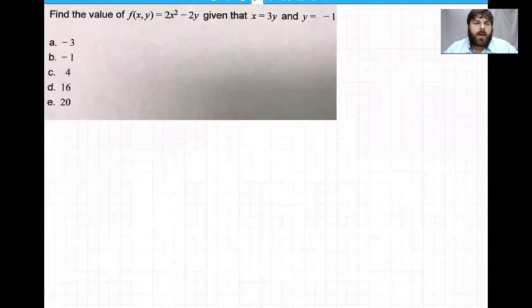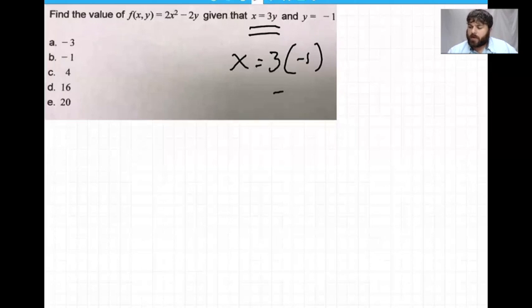All right, find the value of f of x, y equals 2x squared minus 2y, given that x equals 3y and y equals negative 1. All right, so this is a little bit of a tricky problem. It's very similar to the one we saw earlier, except they don't give us x as a number. So I can't just plug in x as a number, okay? I'd have to know what y is to know what x is. Well, I know what y is. Y is negative 1. So that tells me that x is 3 times y. And if y is negative 1, then 3 times negative 1 is negative 3. So that little step is an added step where you have to figure out what x is first as a number before I can actually evaluate.